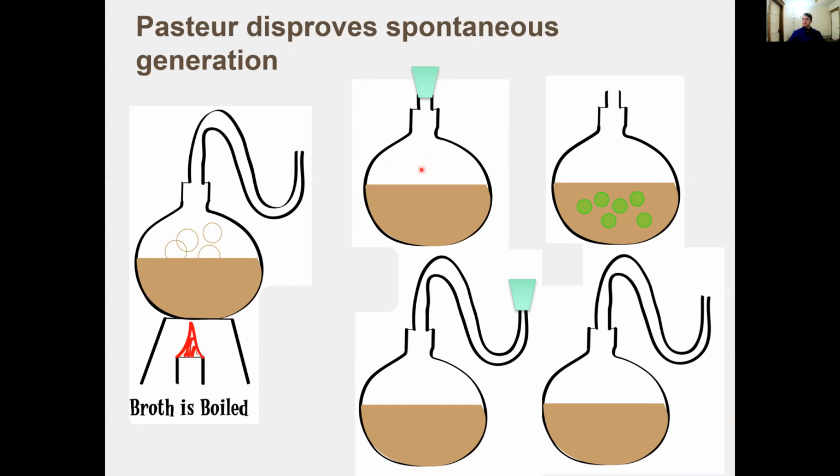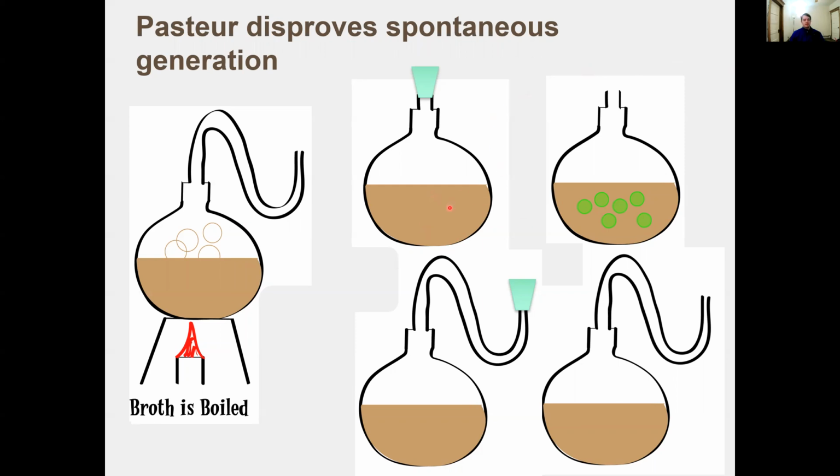On the broth of both flasks. So this was the flask with the bent neck. This S-shaped bent neck is vitally important. And then the flask with the normal neck. Both of these flasks were then subject to boiling. So he sterilized the broth at that point.